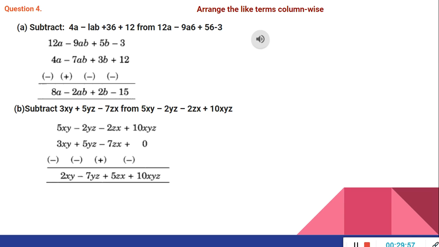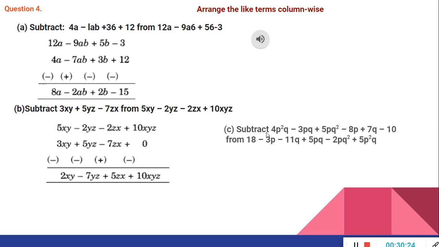5 minus 3, that is 2. So 2xy. Minus 2 minus 5, both are negative, add together, minus 7yz. Minus 2 plus 7, 5. So plus 5zx. Plus 10xyz. 10xyz down, nothing is there, so directly keep it down. So the answer is 2xy minus 7yz plus 5zx plus 10xyz.